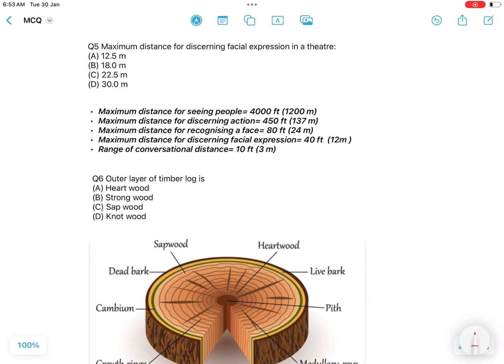Question number 5: maximum distance for discerning facial expression in the theatre. Before coming to the answer, first we have to know that the maximum distance for seeing people is 1200 meters. Just remember this, it can come in a question as well. The maximum distance for discerning actions is 137 meters or 450 feet. For recognizing a face it is 24 meters or 80 feet. For discerning facial expression it is 40 feet or 12 meters. And the range for conversation distance, where you can communicate, is 3 meters or 10 feet.